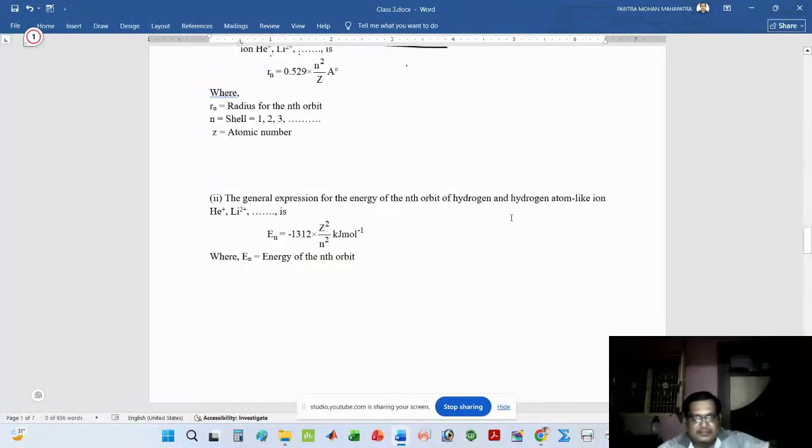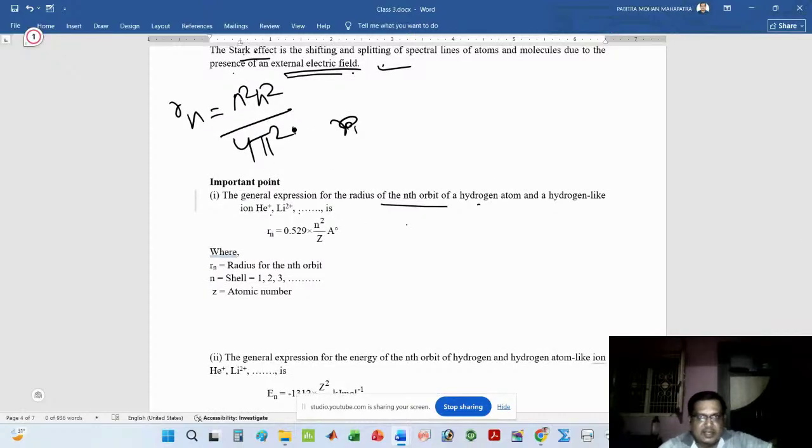This is the formula. Again, Rn is equal to n square h square divided by 4 pi square m e square Z. This is the main formula. From this formula comes the derived formula: Rn is equal to 0.52 into n square by Z, in angstrom. Angstrom is a unit of length, written as A degree.